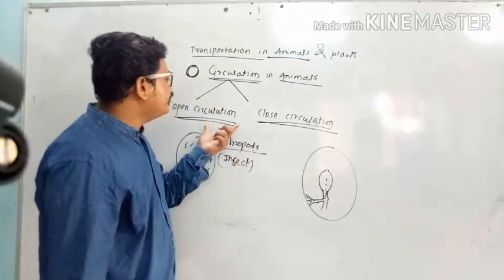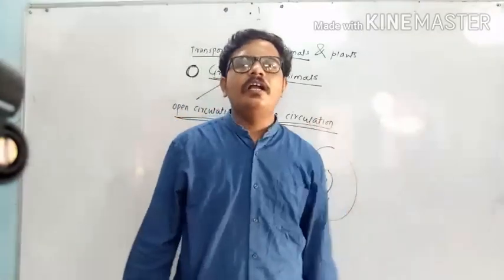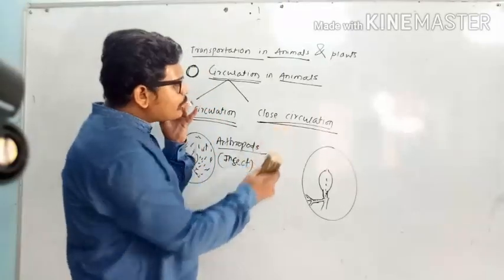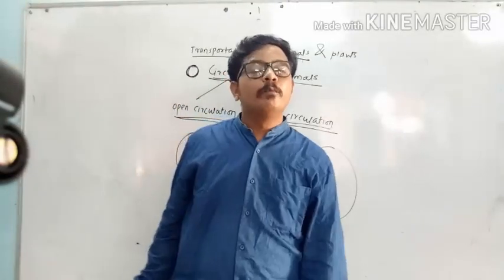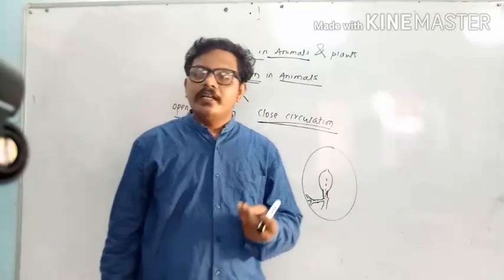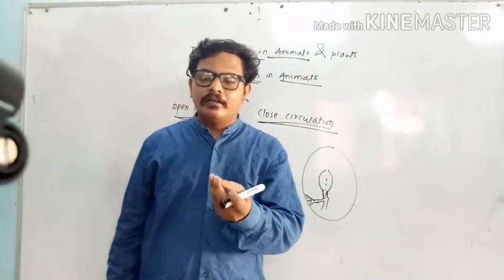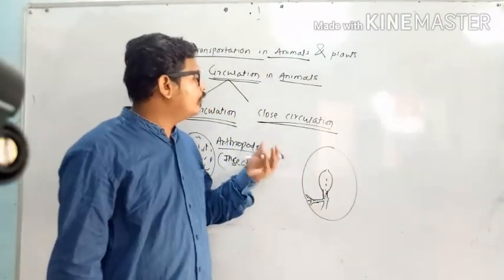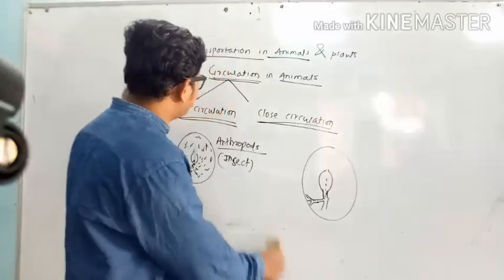Getting this? This is the main difference between open circulation and closed circulation. Okay. Now, such a type of circulation is found in the molluscs. It is also found in some molluscs, and some arthropods also show the closed type of circulation, closed type of circulatory system.